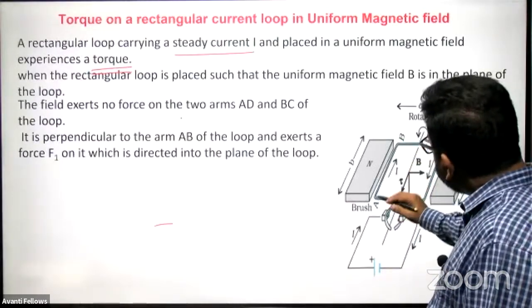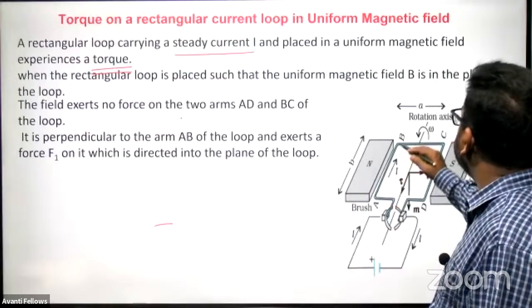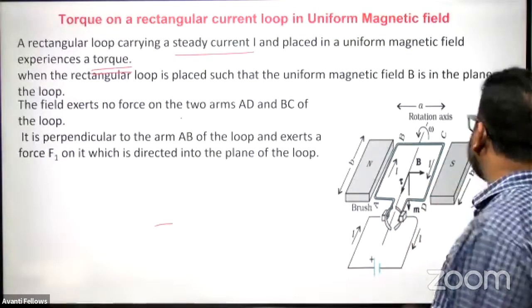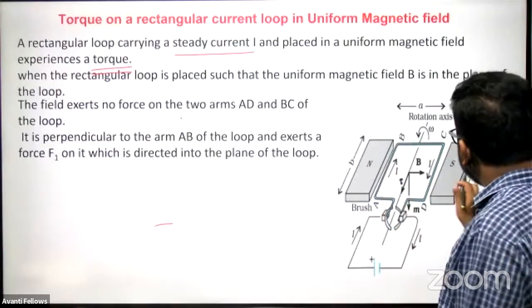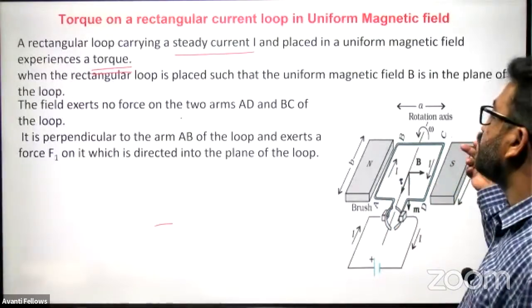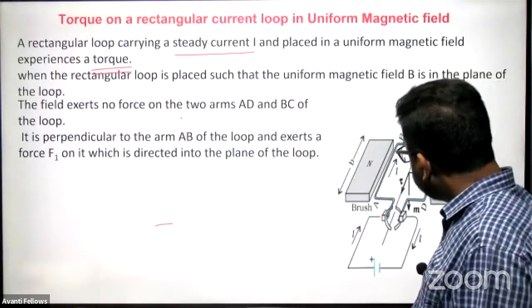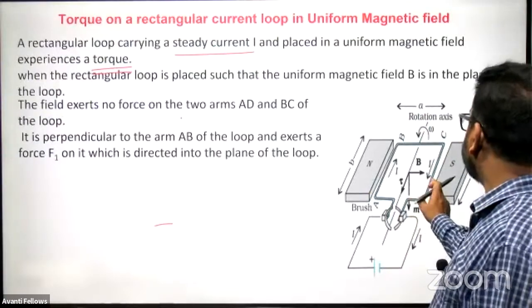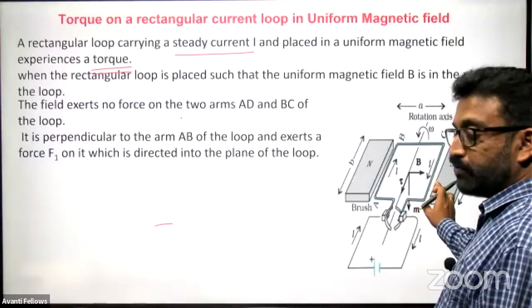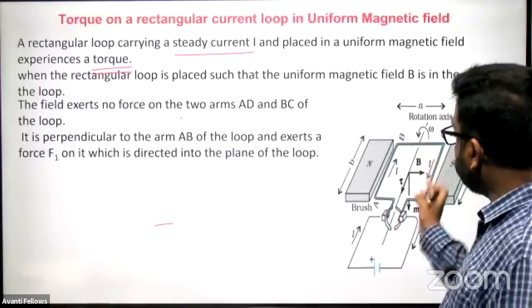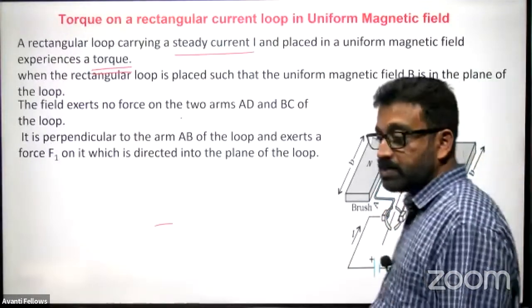In side AB, current is upward and the magnetic field is towards the right, and it experiences a force into the plane of the loop. So side AB experiences a force into the plane of the loop. Here the current is opposite, so it will experience a force out of the plane of the loop. So this will go in, this will come up. So it goes for a rotation.